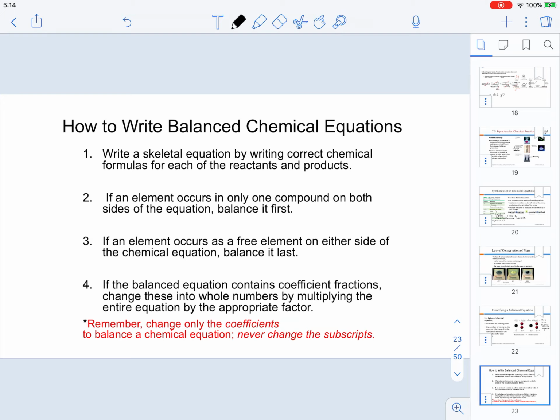One of the main things that I'm going to highlight, and please do not forget, is that when it comes to balancing, you can only place coefficients. That is a whole number in front of a chemical formula. And we're going to practice so you guys are able to see how that is done. And understand that you never, ever, ever, ever, ever, okay? Let me just underline it. Change the subscripts. Because if you're changing the subscripts, you're changing the identity of that chemical formula.